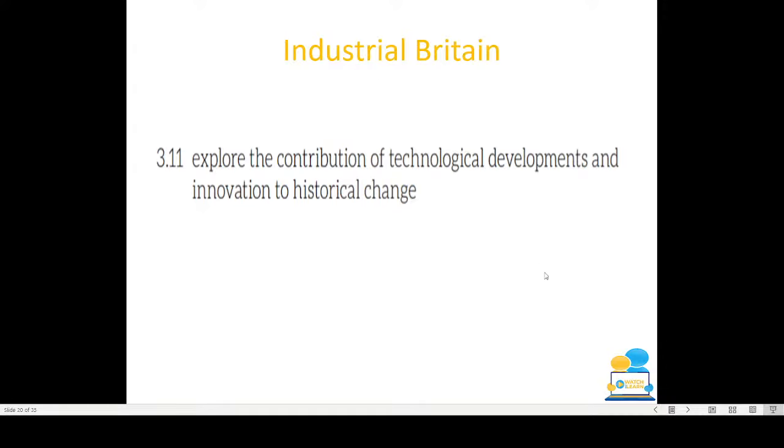So you might cover this learning outcome, or part of it, when you're looking at industrial Britain with your own teachers. What we're going to look at again is our four main topics: who made the laws, who enforced the laws, the types of crimes that were common, and then the punishments.